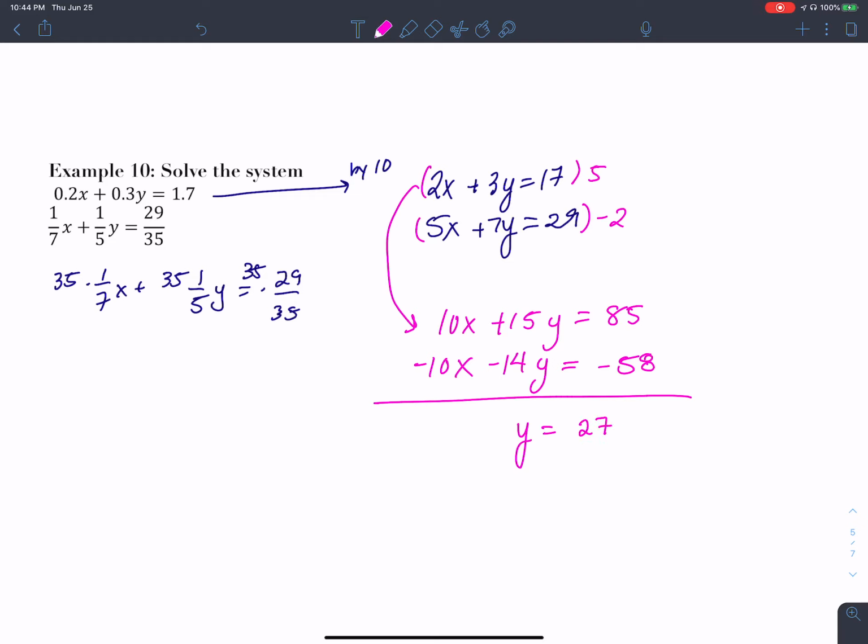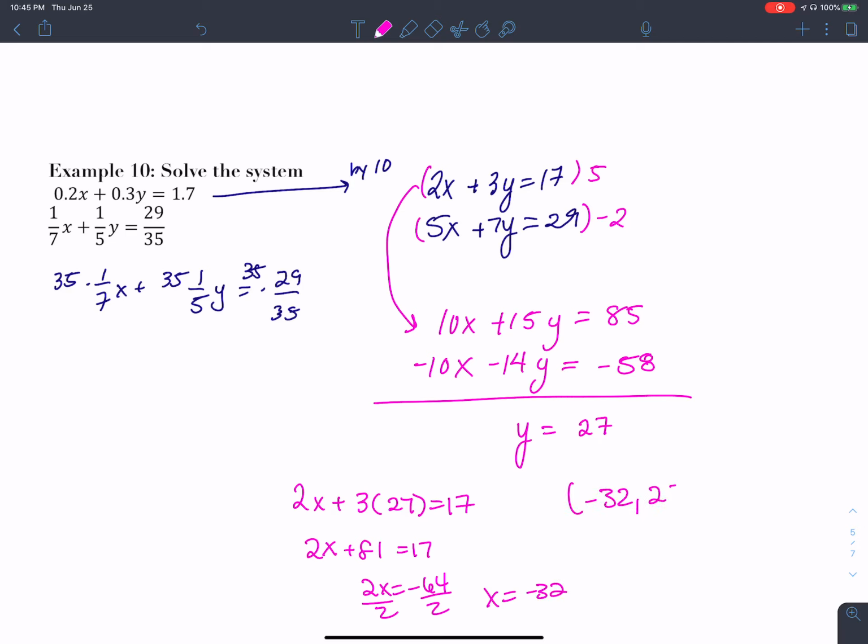Okay, we add, and we get y equals 27. Then we plug that back in. 2x, 3 times 27 is 81. 17 minus 81 is negative 64. And x is negative 32. So our answer is negative 32, comma 27. Okay, so changing it is so much easier.